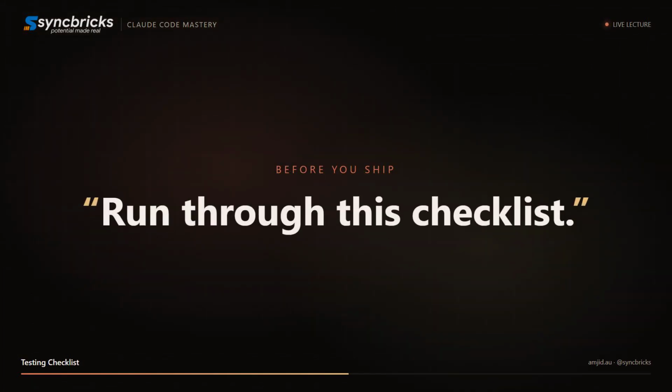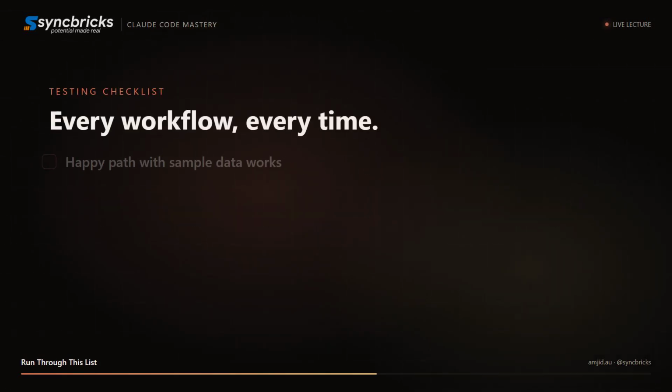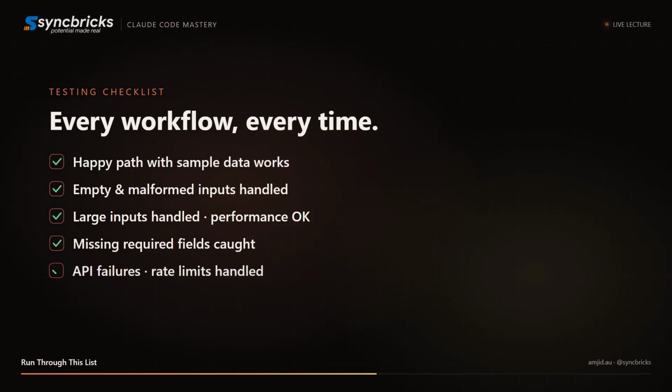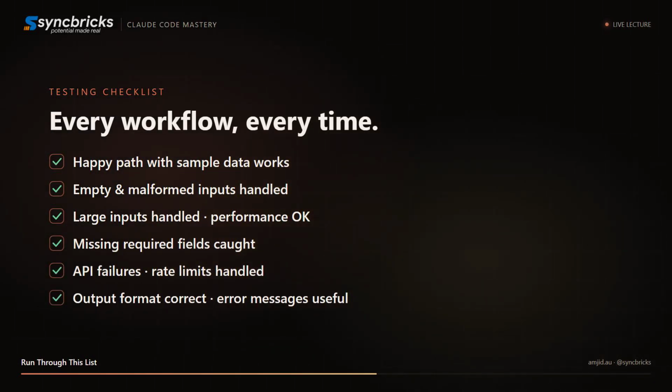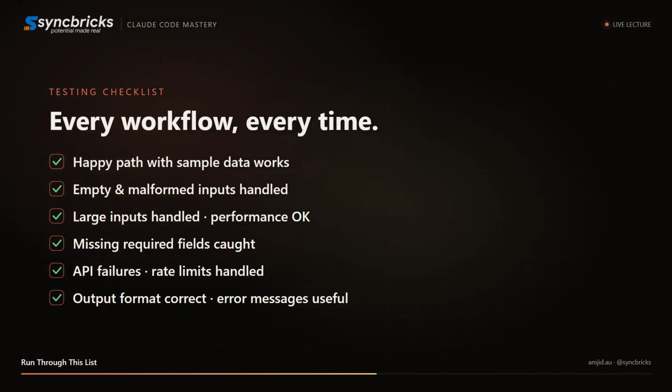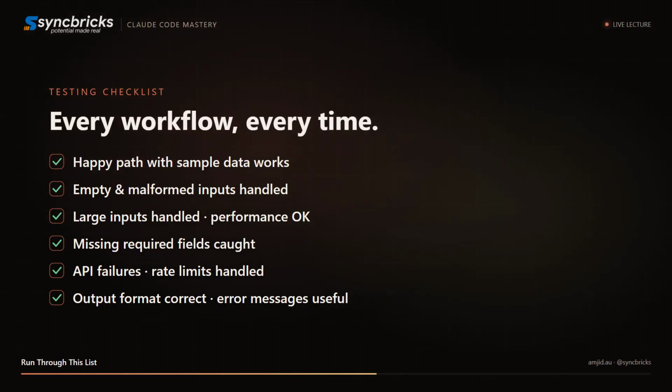A good testing process follows a checklist. Confirm that the basic flow works. Verify that empty and malformed inputs are handled. Check performance with larger inputs. Ensure that missing data is identified. Validate that API failures and rate limits are handled. Confirm that outputs are correct and error messages are useful.